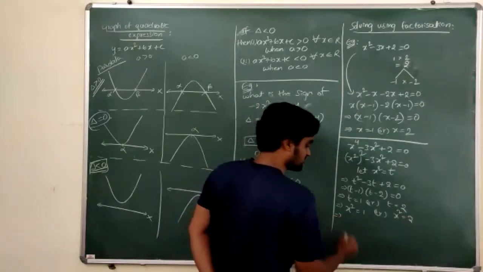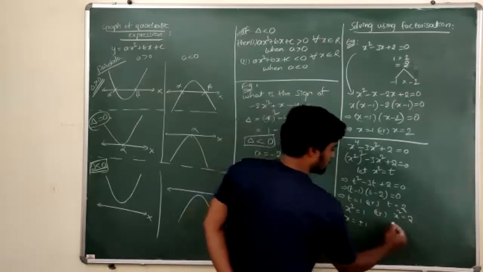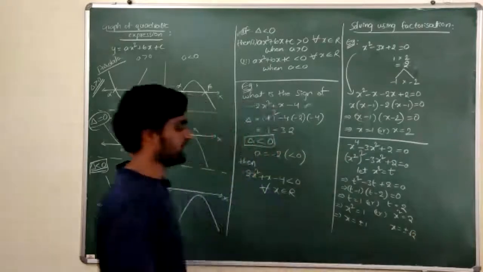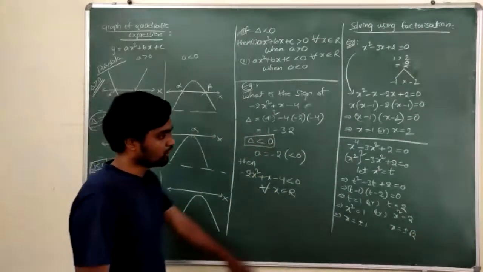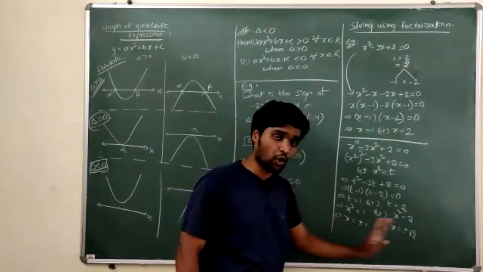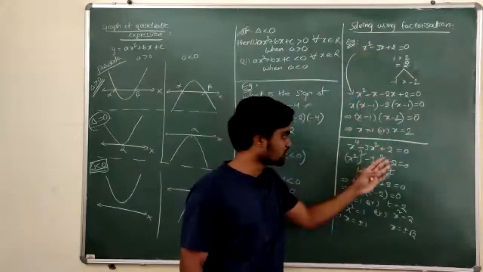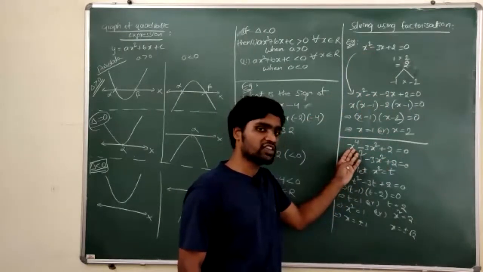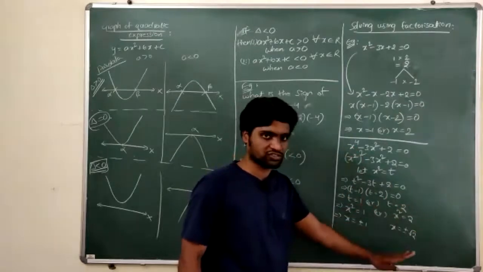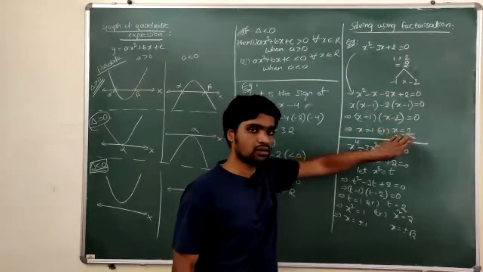Now x square is equal to 1, x is equal to plus or minus 1. x square is equal to 2, x is equal to plus or minus root 2. Now this equation, unlike the earlier one, has 4 solutions, not 2. This equation has 2 solutions because it is a quadratic. What is the degree of this equation? 4. The degree of this equation is 4, which means it will have 4 roots. The degree of the other equation is 2, so it will have only 2 roots.